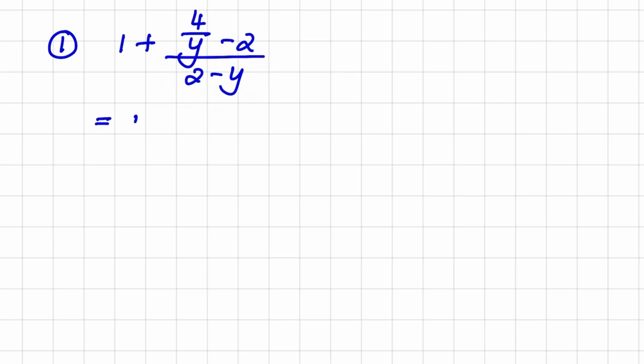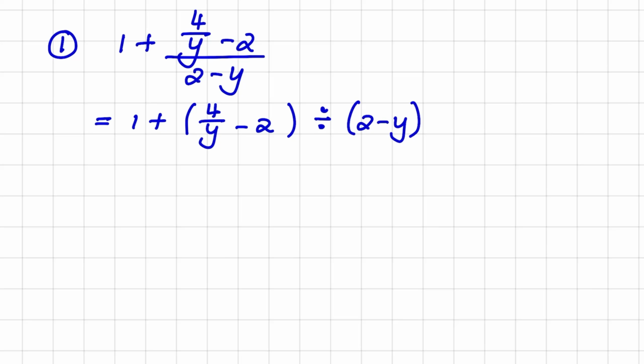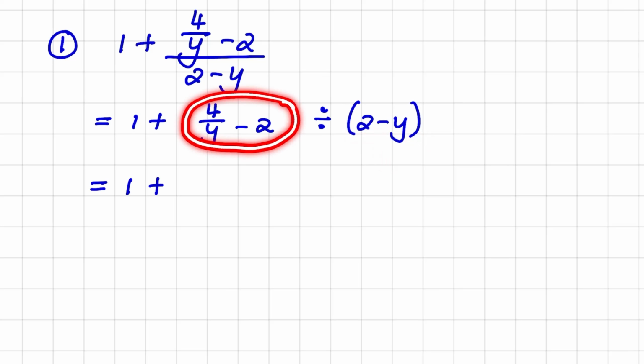So I'll have 1 plus, and I'm going to place 4 over y minus 2 within a bracket. And I'll change this fraction here into division. And I'm dividing 4 over y minus 2 by 2 minus y. Now notice that 2 minus y is the same as saying 2 minus y over 1. So when I continue, I will now focus within our first bracket which we have created.